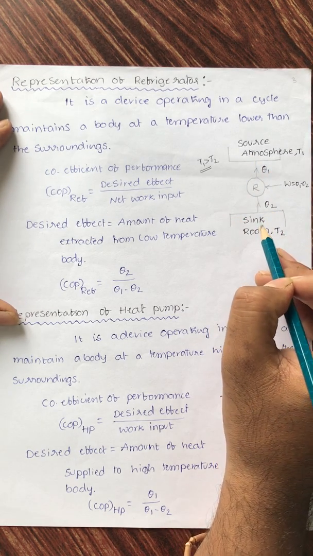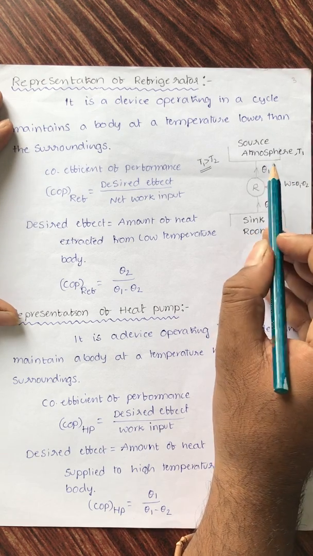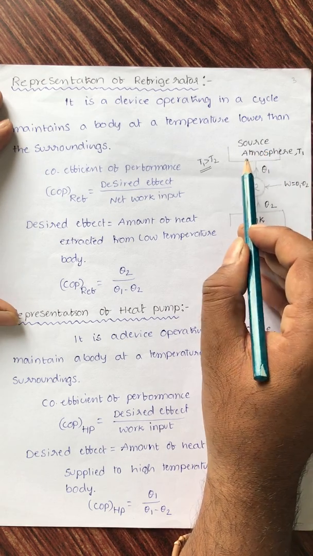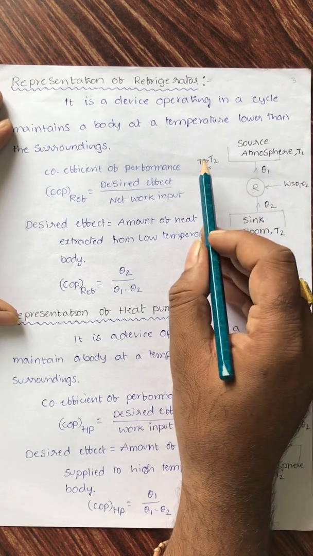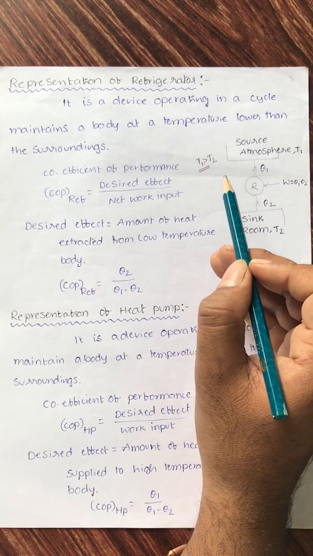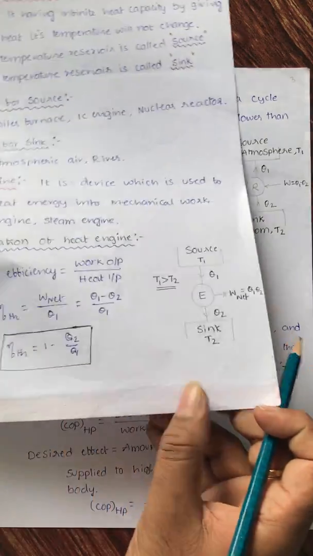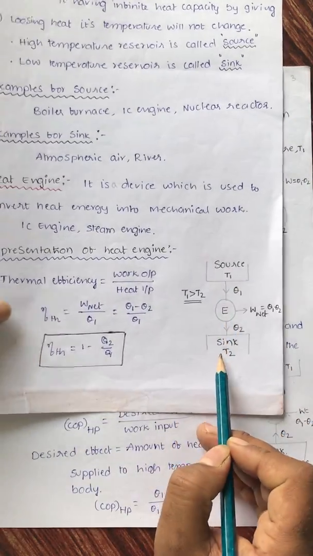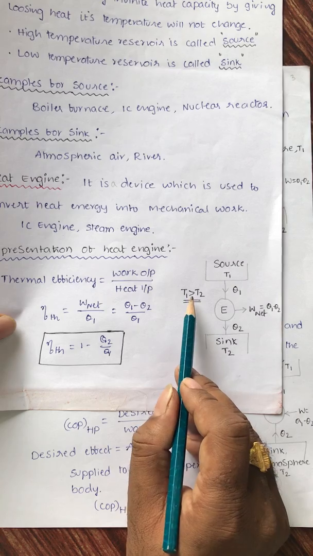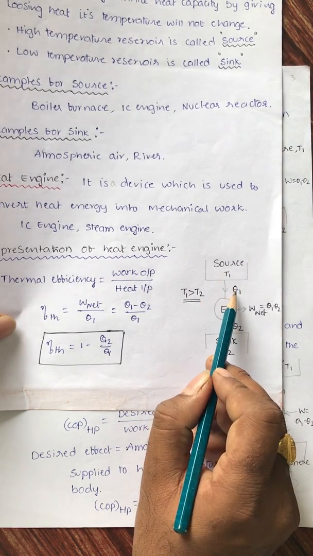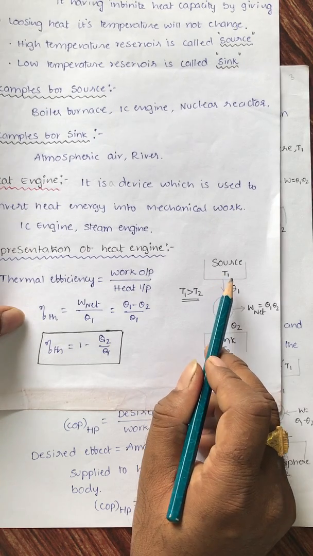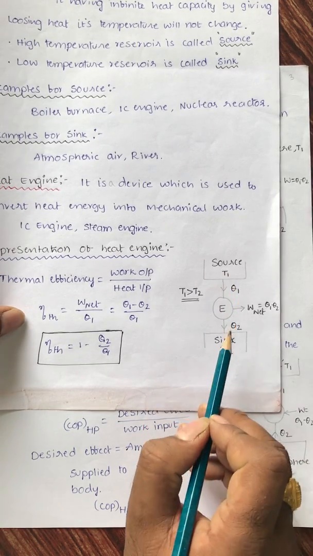The representation is the same all the time. This is the source at the top, whose temperature is T1. This is the sink whose temperature is T2. T1 is more than T2. In the earlier case also T1 is more than T2, in the engine case also, so don't get confused, friends. Source, sink, T1, T2, T1 is more than T2. Whatever heat is related to a temperature has the same suffix: 1, 1, 2, 2. Okay, don't get confused please.